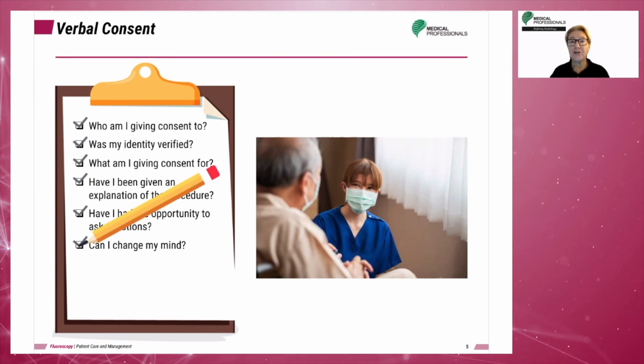This is particularly important in fluoroscopy because some procedures, such as esophagrams, upper GIs, and barium enemas, are not invasive enough to require informed consent, but they do pose a chance of the patient's modesty being compromised and require good cooperation. So it is important to get proper verbal consent.